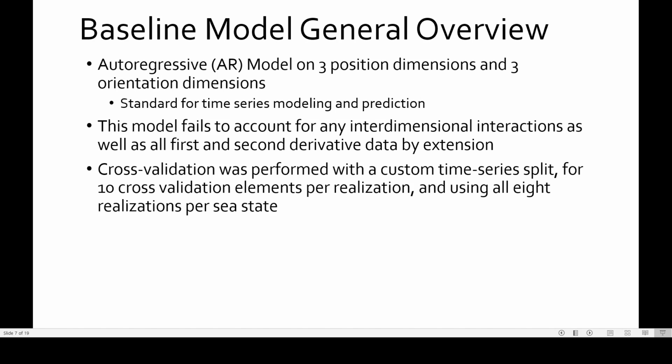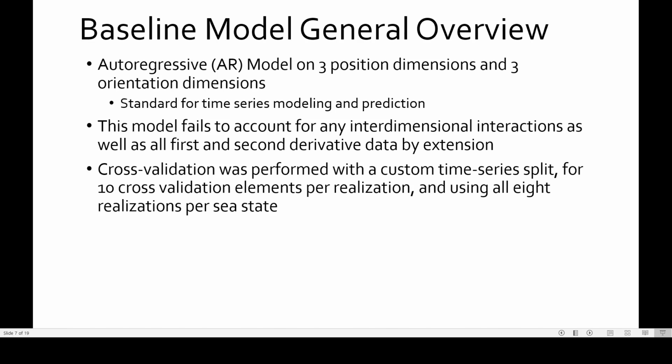Now, looking to the baseline model, the autoregressive model, I performed an autoregressive model on each of the 3 position dimensions and each of the 3 orientation dimensions. This is actually a standard model for time series prediction, and is especially used in stock market prediction and other similar prediction metrics. However, this model fails to account for any interdimensional interactions, as well as all first and second derivative data that was provided with the project. So it's likely going to be limited in its scope and abilities to predict.